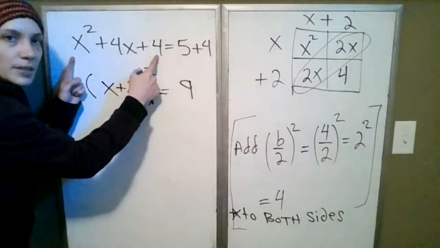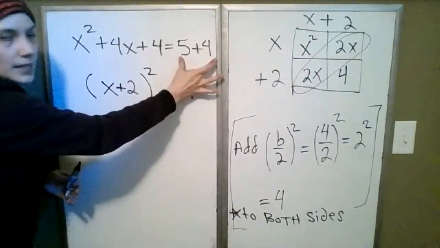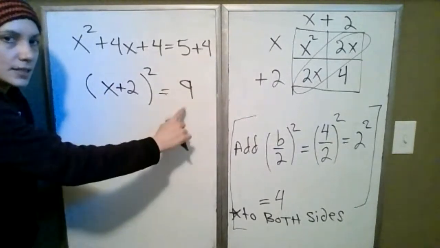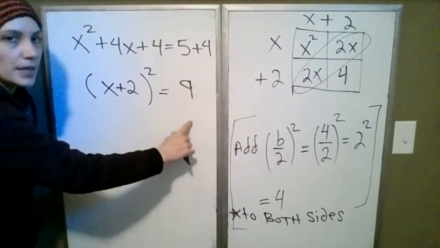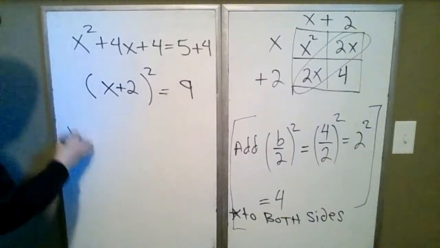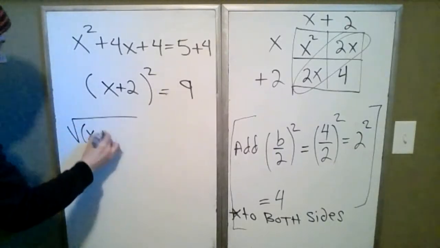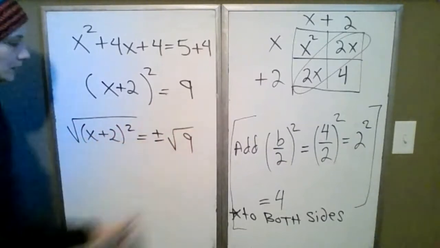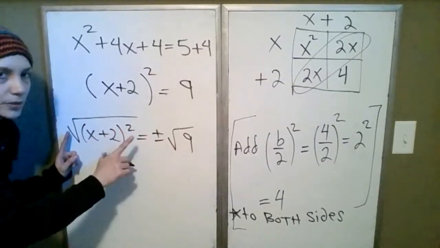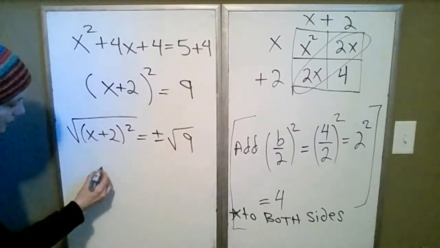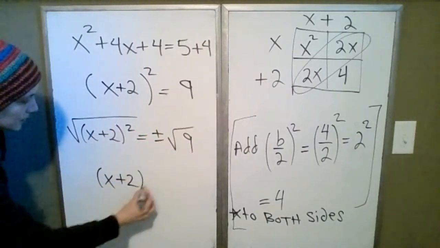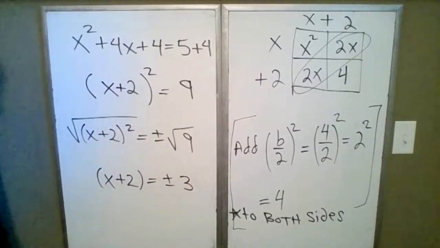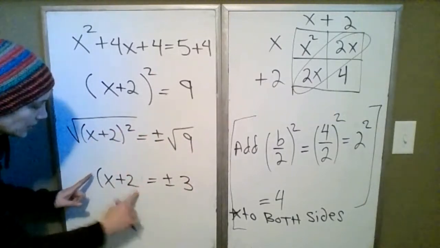Okay, so it was from here to here, complete the square. This side, just add. Then you can square root both sides. On this number, we'll have a plus or minus root of 9. So square root and power 2, which leaves the x plus 2, and plus or minus 3. But you don't really need these parentheses.